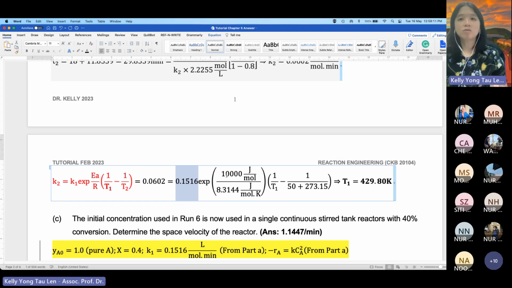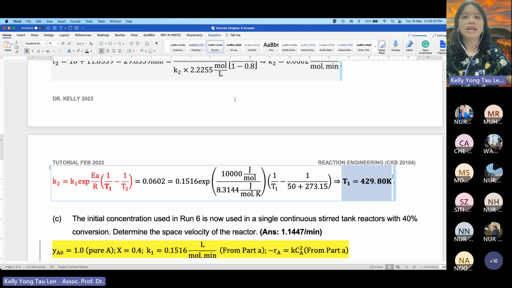Okay, Ea 10,000 joule per mole divided by R 8.3144. In bracket, T1 ni kita nak cari. So T1 tu kita biarkan. T2 kita dah tahu. Suhu baru kita adalah 50 Celsius. Tukar kepada Kelvin. You solve this, you eventually get your new temperature as 429.80. So remember if I told you, suhu asal tu mesti lebih tinggi daripada suhu baru.